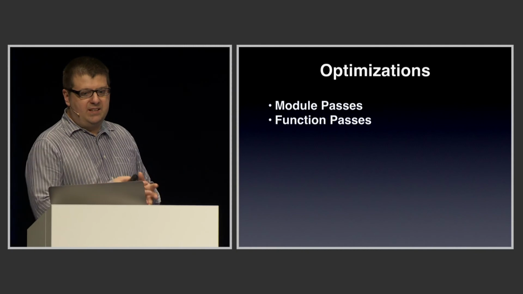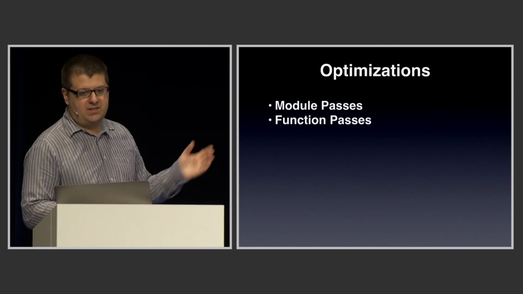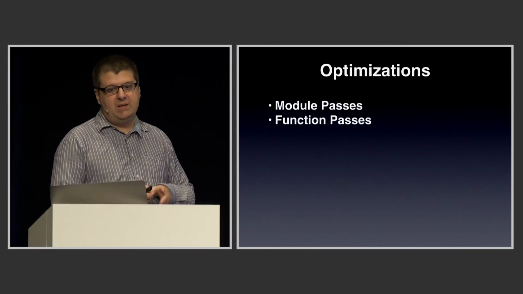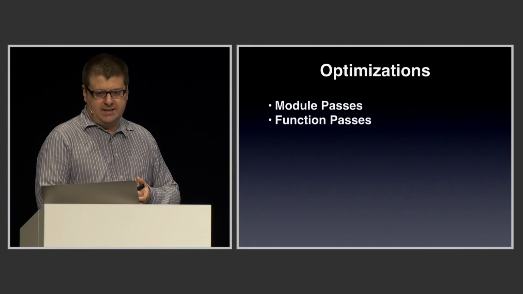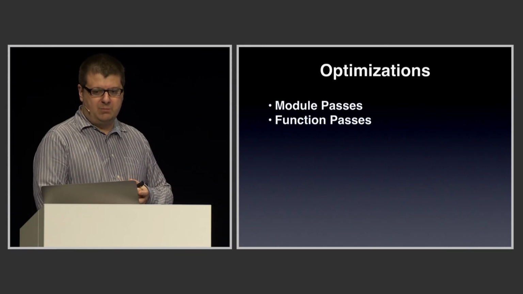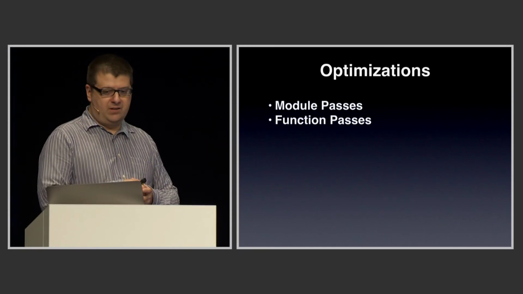Finally, to give you a taste of some optimizations, there are literally hundreds of optimizations that you can use. You can even write your own optimization passes. Sadly, though, not in Swift yet. Those need to be in C++. But optimizations can be done at the module level or at the function level.